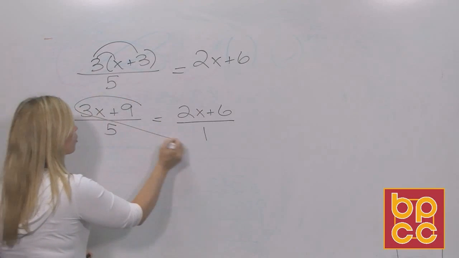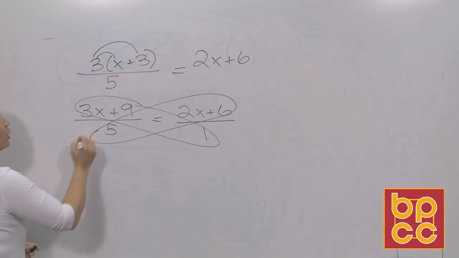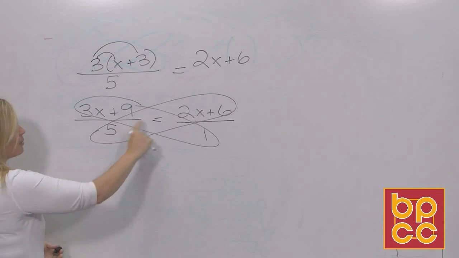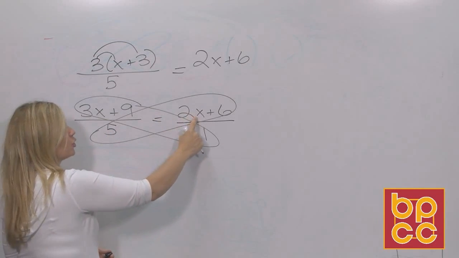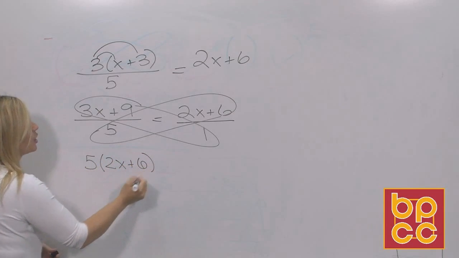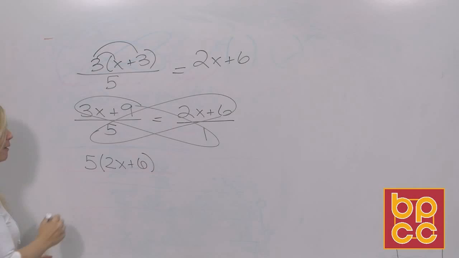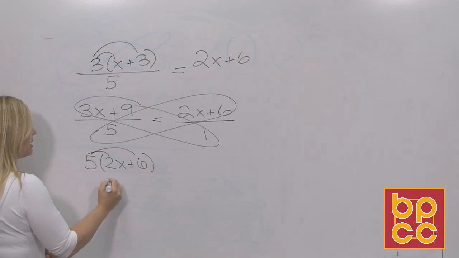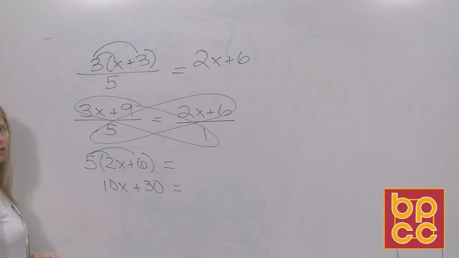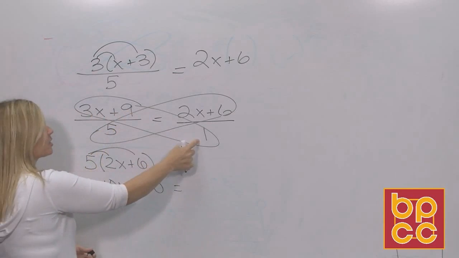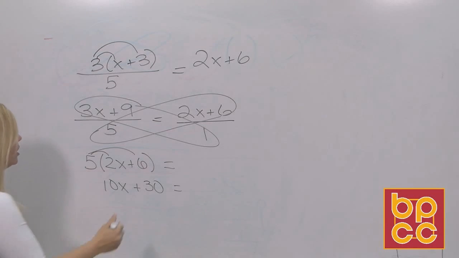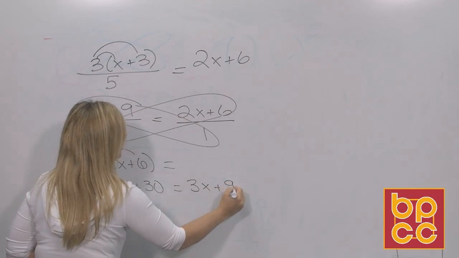So I'm going to do my cross multiplying. Because both loops have an x in them, it doesn't matter which loop I do first. So I'm going to do this loop first. 5 times 2x plus 6. Now to multiply 5 times 2x plus 6, we're going to have to use what property? Very good, we're going to distribute. So that's going to be 10x plus 30. Then you put your equals, and then you do your other loop. 3x plus 9 times 1. Well, we all know multiplying by 1 doesn't do anything. It doesn't change it. So that's just going to leave us with 3x plus 9.